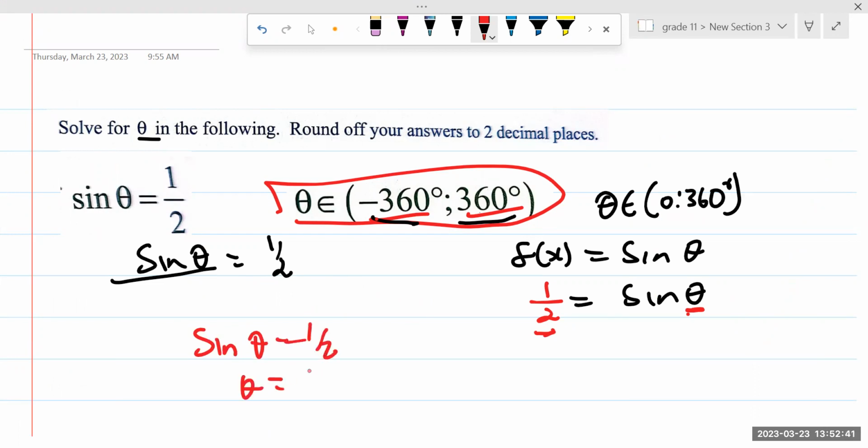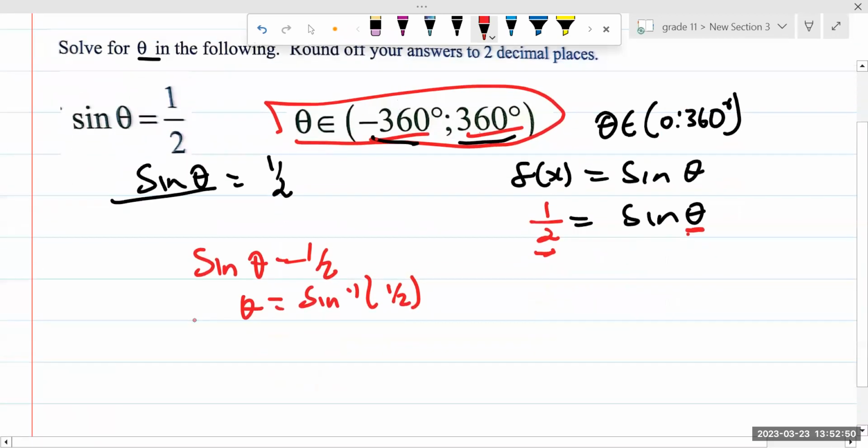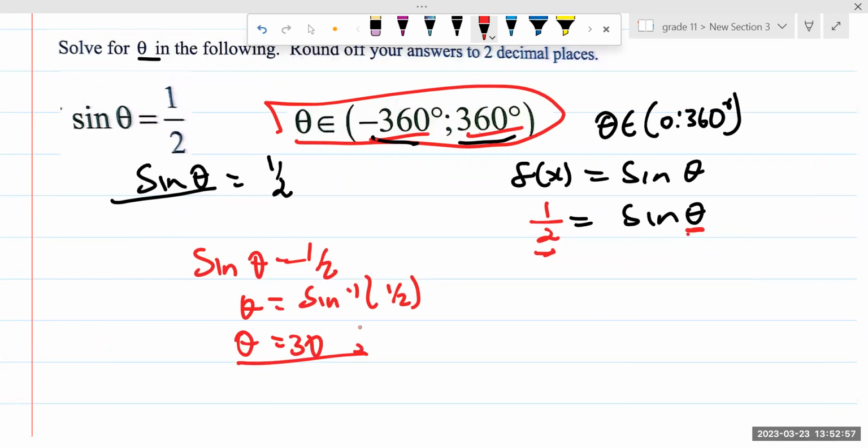Theta is going to be equal to the sine arc 1 over 2. And then if you type this in your calculator, it says when theta is equal to 30, then you are going to get 1 over 2. That's what this thing is saying. When theta is equal to 30, then you are going to get 1 over 2. Let's prove that.